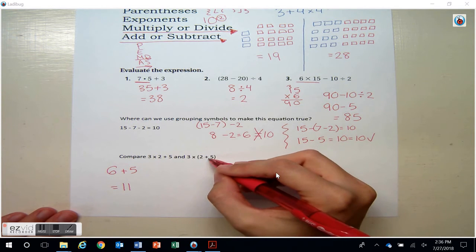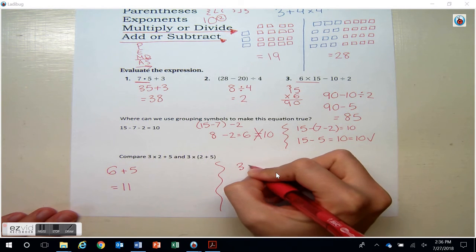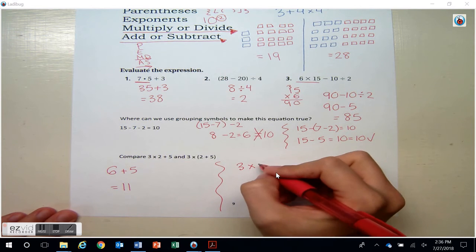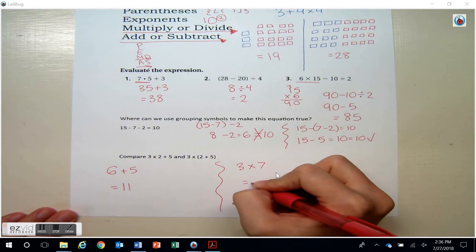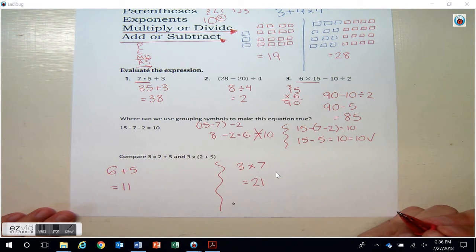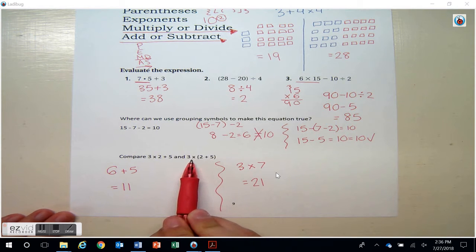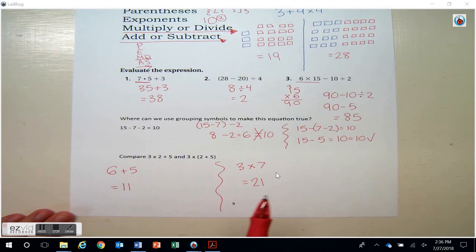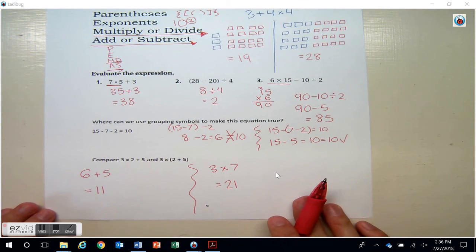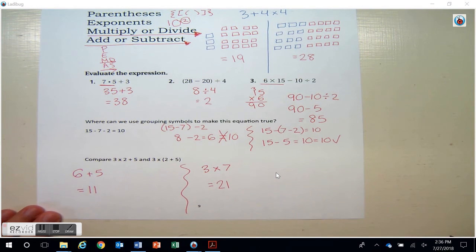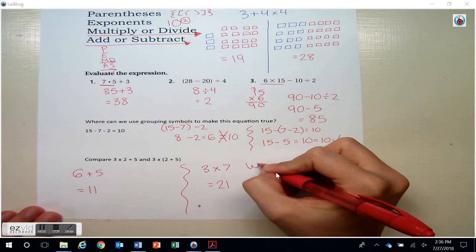Here I'm going to do what's in parentheses first, so I'm rewriting my problem. 3 times 7, which is 21. I see that I got different answers. Normally addition would come after multiplication, but those grouping symbols, those parentheses, made me do them first. So we go ahead and we will write a comparison.